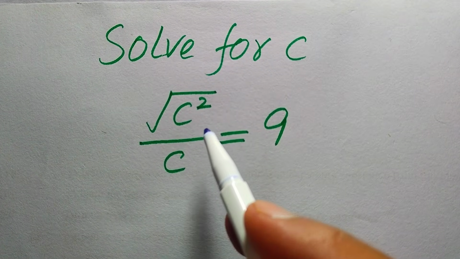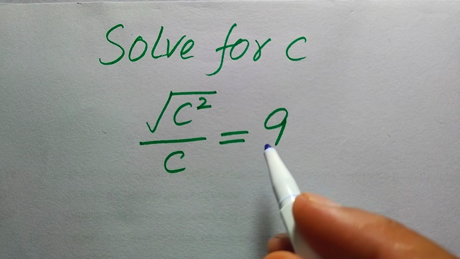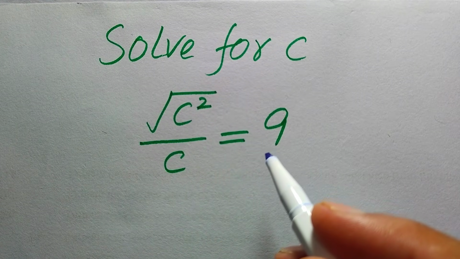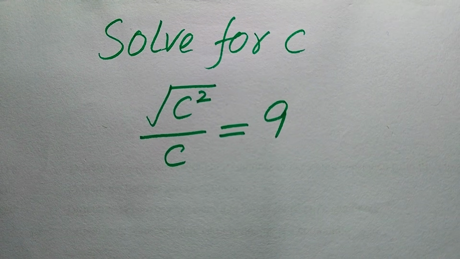So here we have square root of c square divided by c is equal to 9, and we solve this problem for all the values of c. We solve this problem by two methods.